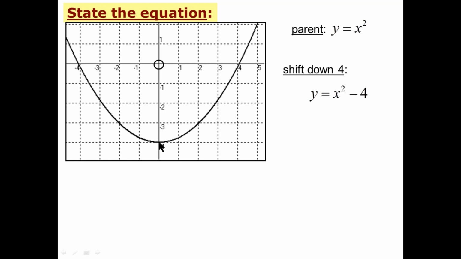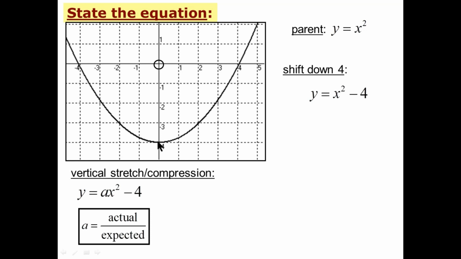And so the next problem to be solved is how do we deal with the fact that this parabola has been vertically compressed? It's been squished down. That's why it looks so fat. Well, let's just put a number there, a, because we know it's some vertical stretch or compress. So we'll call it a. And the question is, how do you find a? A is always actual over expected.